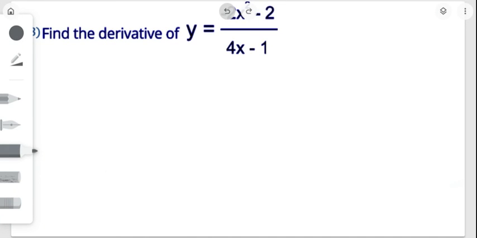In this video, I will show you how to find the derivative using the quotient rule. Let's take this example. Find the derivative of y equals (negative 2x squared minus 2) over (4x minus 1).